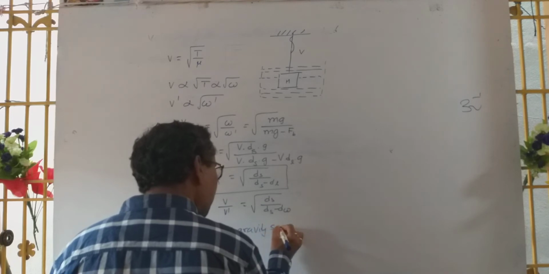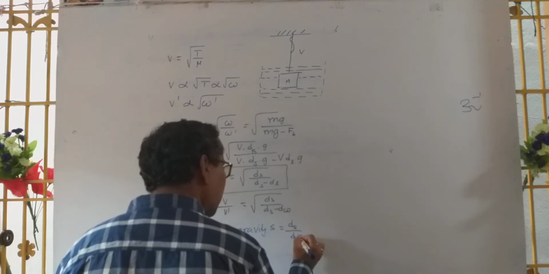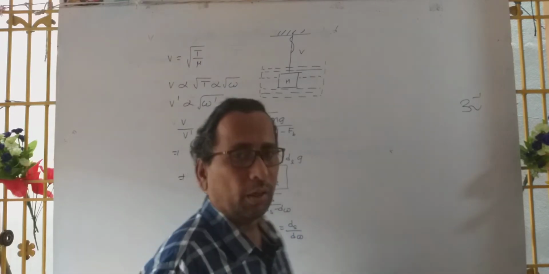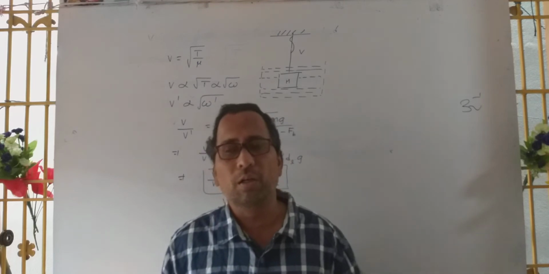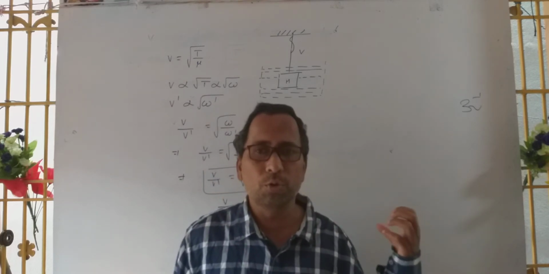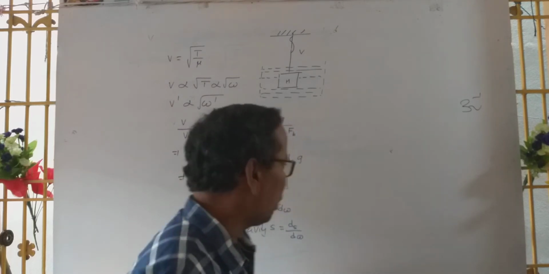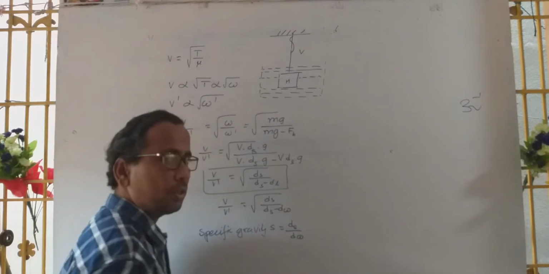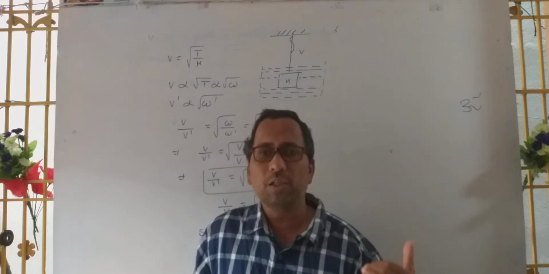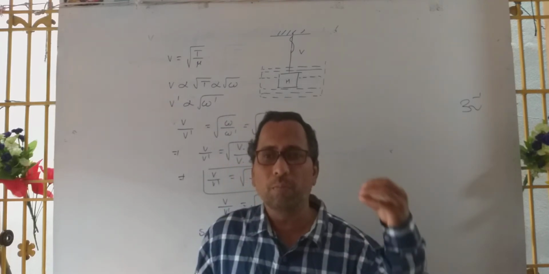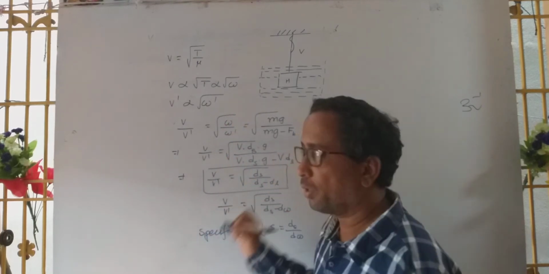Specific gravity S is equal to ds by dw, that is density of the solid by density of the water. Here you have to substitute that condition. Again you can solve the problem also, where v is the velocity of the wave when the body is in air, v dash is the velocity of the wave when the body is immersed in the water.